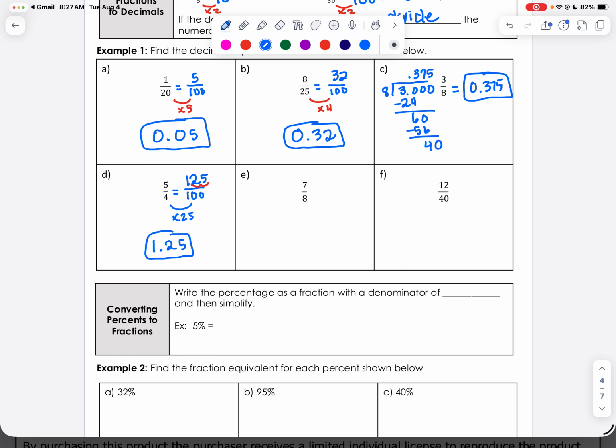So I'd like you to pause the video and try problem E on your own. When you're ready to check your answer, press play and come back and see. All right, welcome back. Let's see how you did.